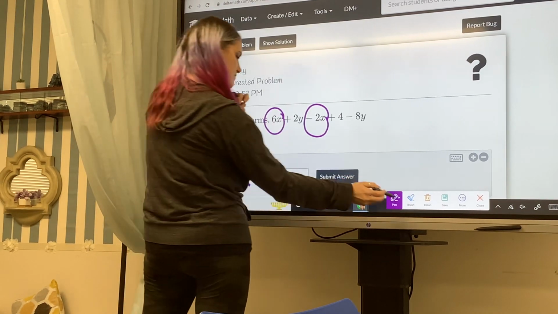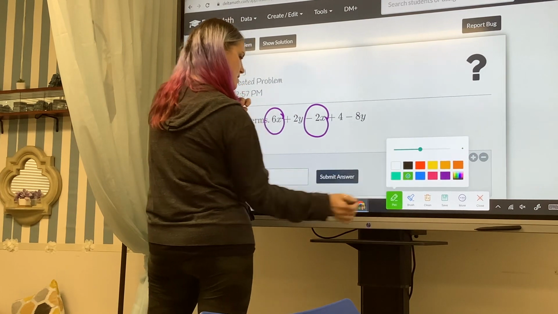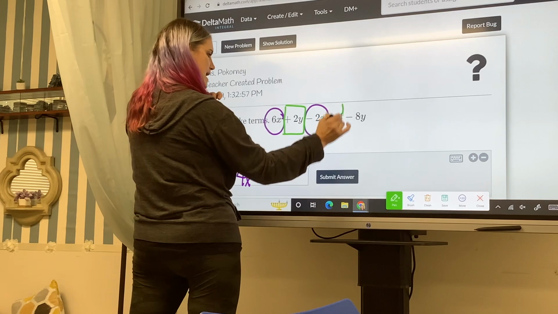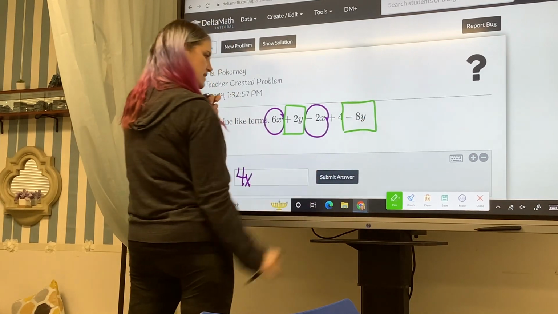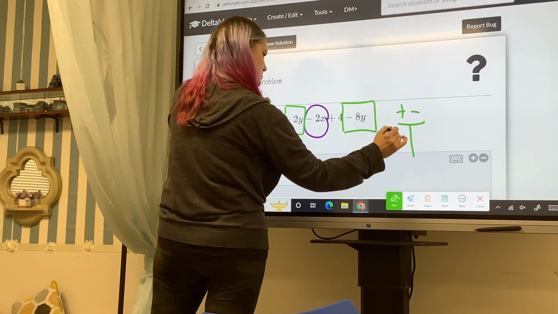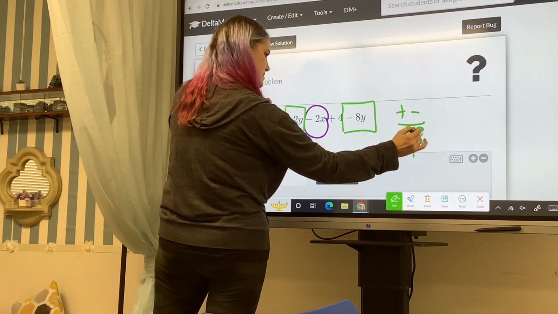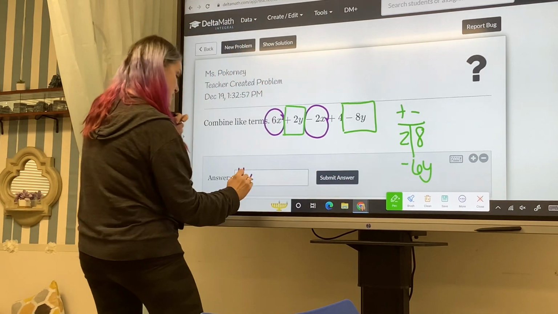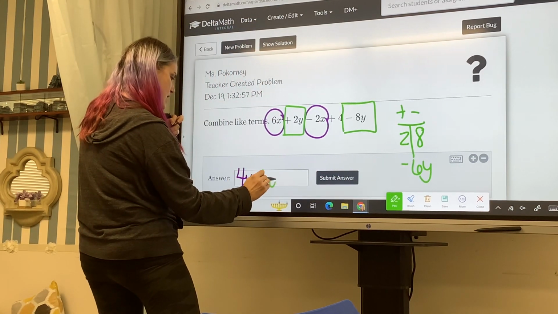Then I have, I'm going to change colors here. I have a positive 2y and a negative 8y. If I need to, I can use the scoreboard to say positive 2, negative 8. The negatives win by 6 points. So that's going to be a negative 6y.